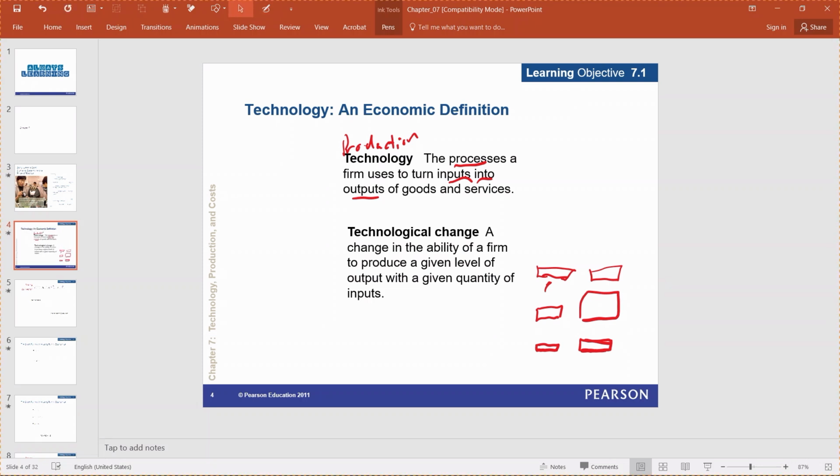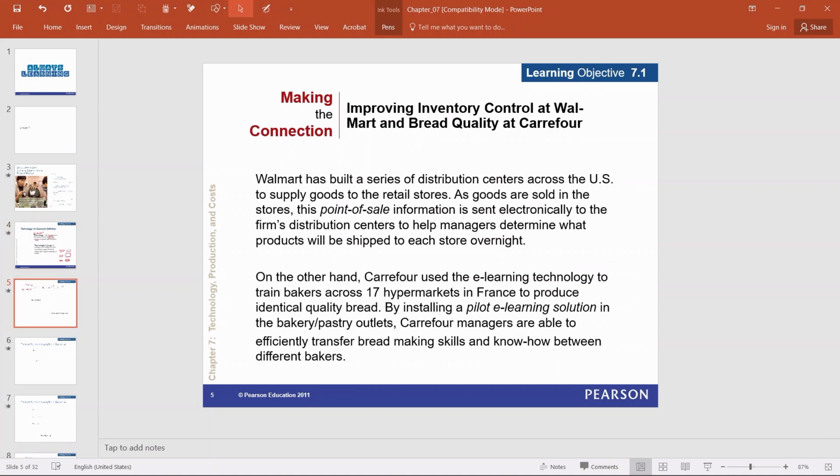This is an example about Walmart, I think, and Carrefour. And these two companies, I think they use some level of technological change to give that relationship between level of input and level of output.